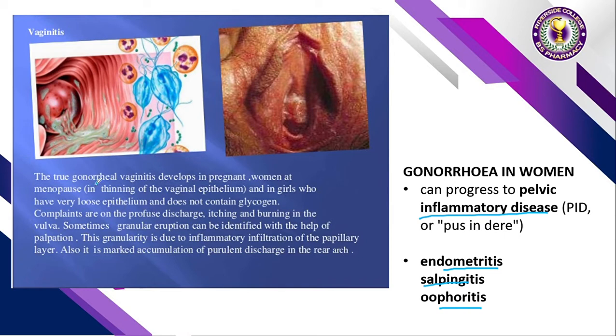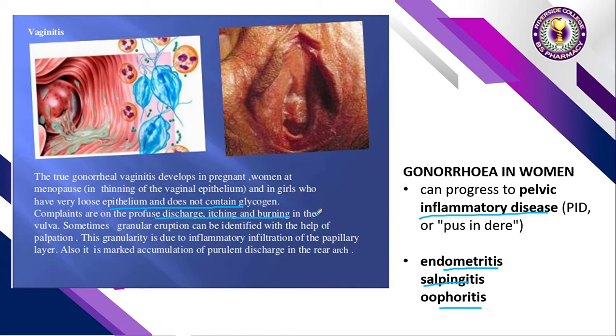The true gonorrheal vaginitis happens in pregnant and menopausal women, and in girls who have very loose epithelium that does not contain glycogen. Complaints are profuse discharge, itching, and burning in the vulva. Sometimes a granular eruption can be identified with the help of palpation.